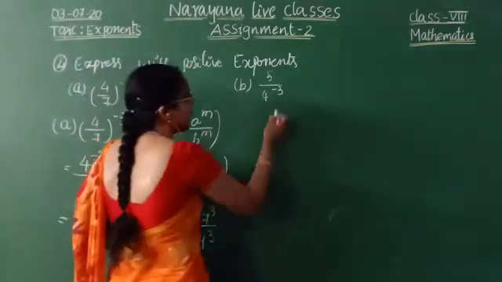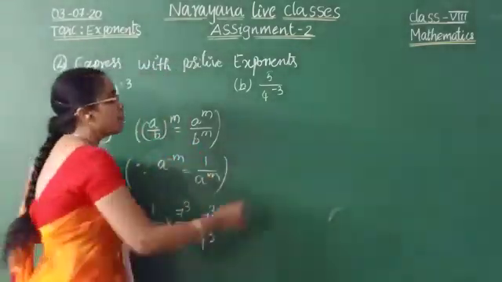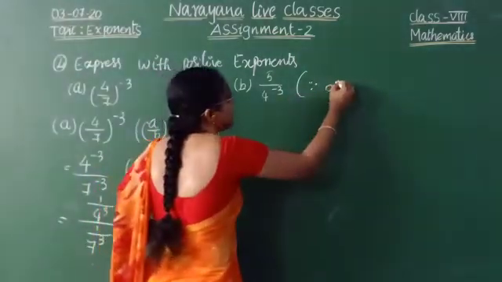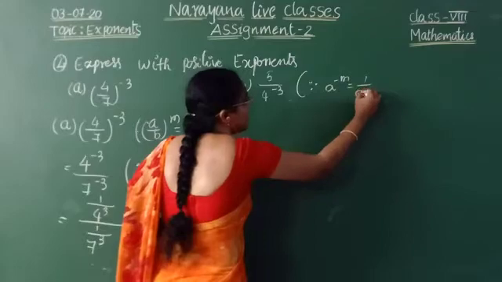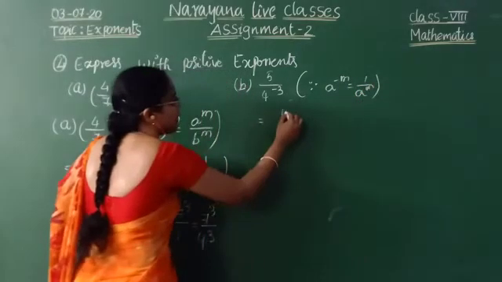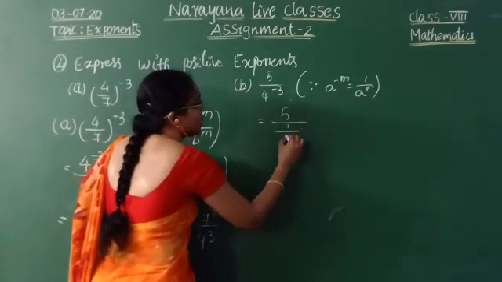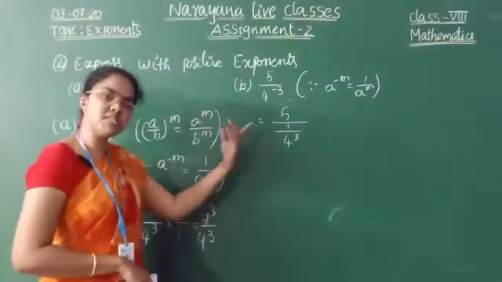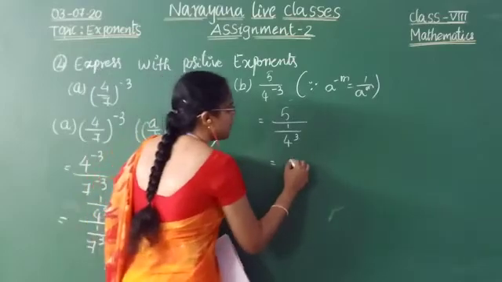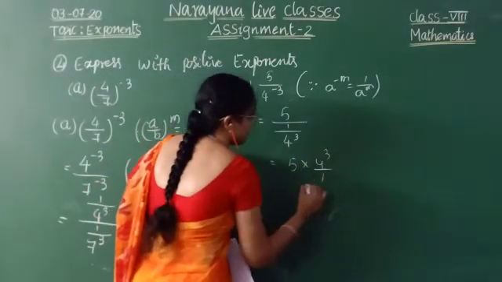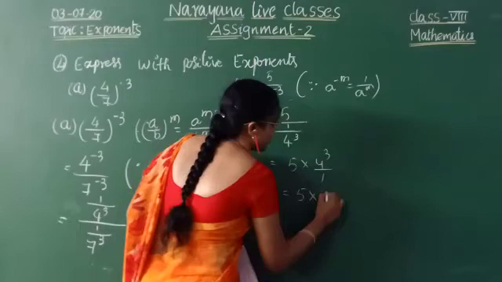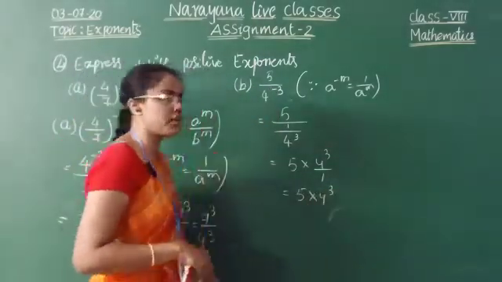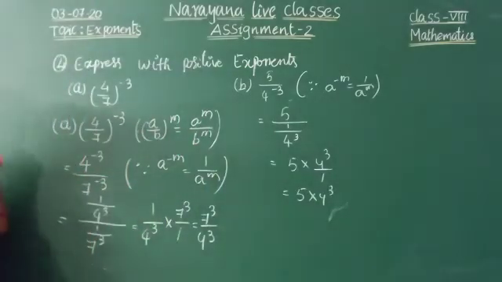And B is (5 by 4) power minus 3. Same formula: A power minus m is equal to 1 by A power m. So you take 1 by A power m in the denominator, as 5 by 1 by 4 power 3. A fraction having another fraction in the denominator means you have to take the reciprocal. So 5 into 4 power 3 by 1, so 5 into 4 cube. If you want to expand, 5 into 4 cube is 4 into 4 into 4, you have to multiply. It's your wish. Okay, this is the answer.